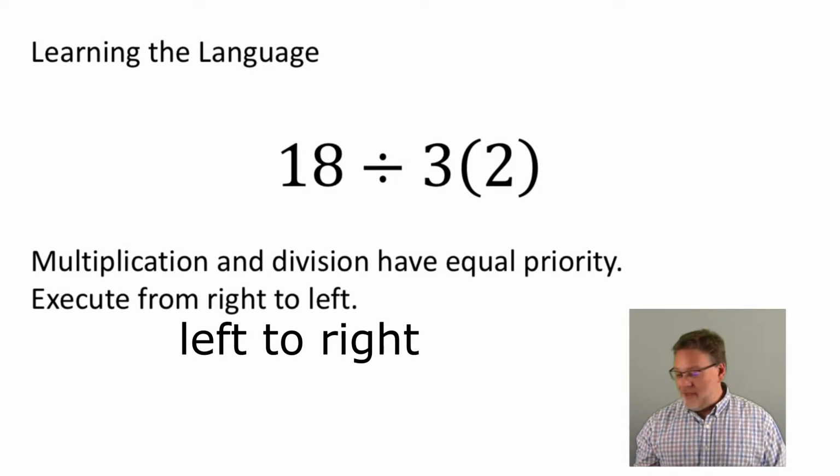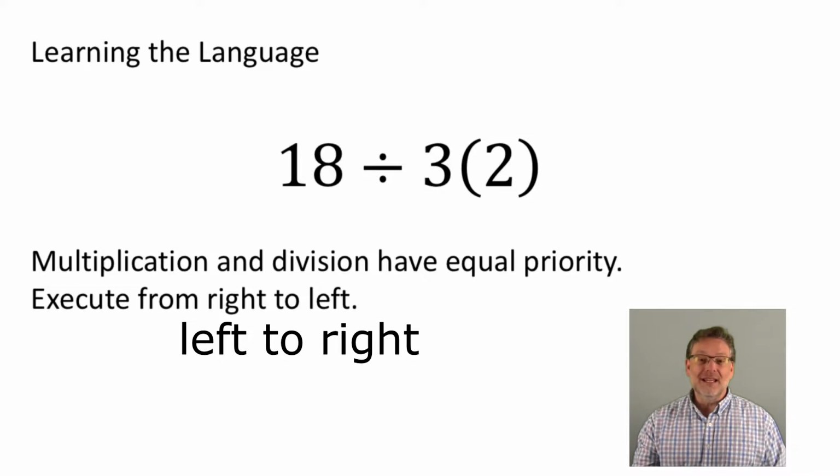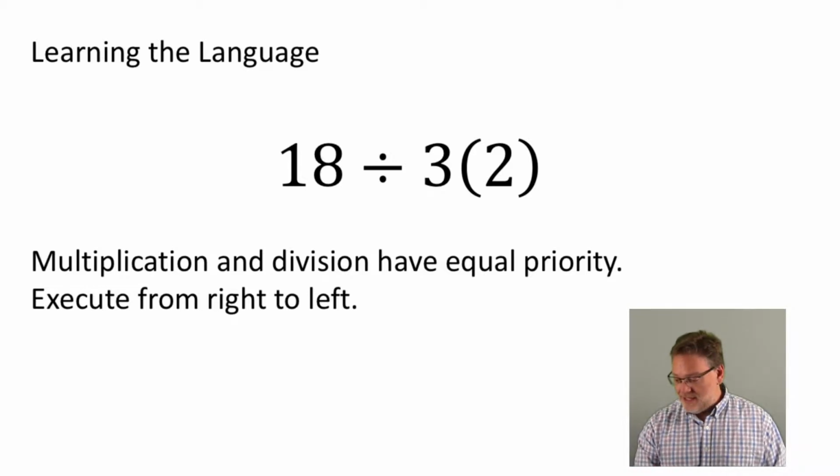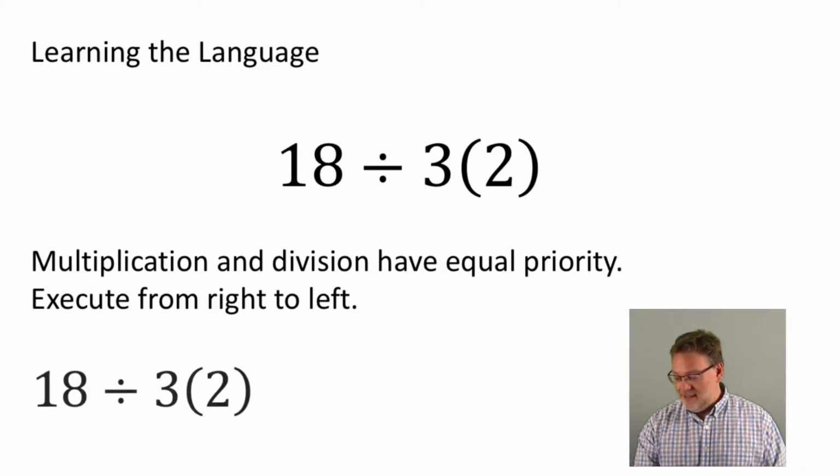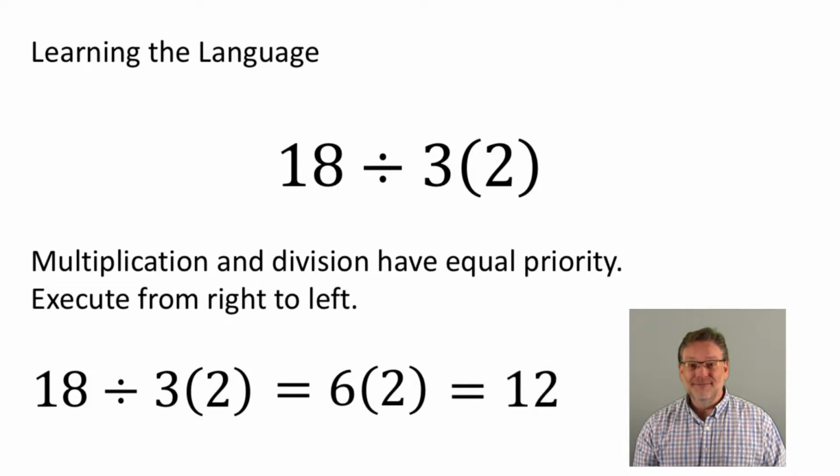Thank goodness we know that, because if we did the multiplication first, 3 times 2 is 6. 6 divided into 18 is 3. It's a different answer. So it's important that we know which one is first. And in this case, the division is first, and so the answer is 12.